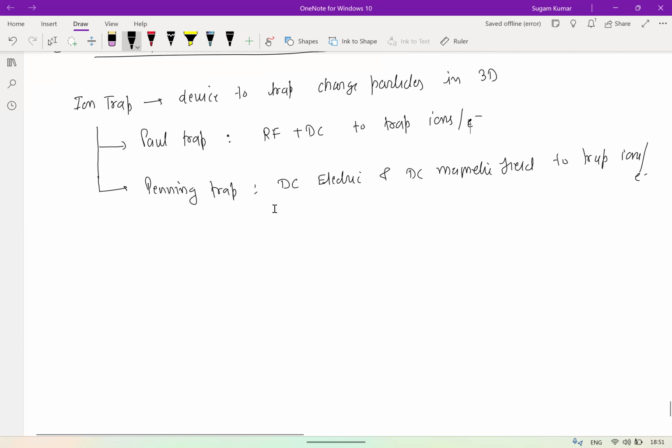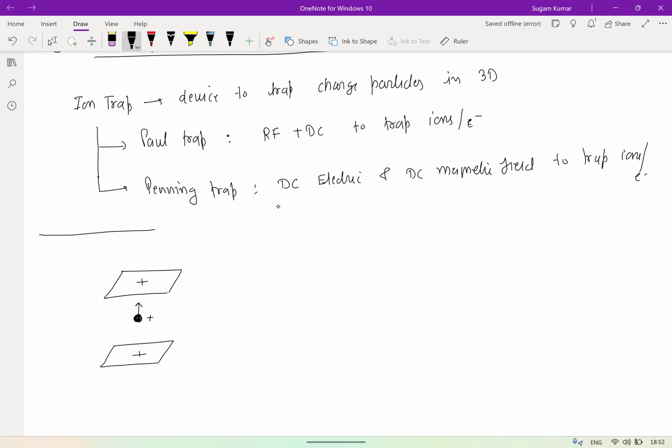So how is it done? Okay. This is the basic definition for the Paul trap and the Penning trap. So how can we do it? Think about the situation. You have two plates, and there's a positive potential here. Now, if I create a charge here, and let this charge be positively charged, and if this charge moves upward, what will happen? This charge is going to be pushed back. When it goes down, then again it's going to be pulled upward. So you can see this charge is going to oscillate between the upper and lower plate.